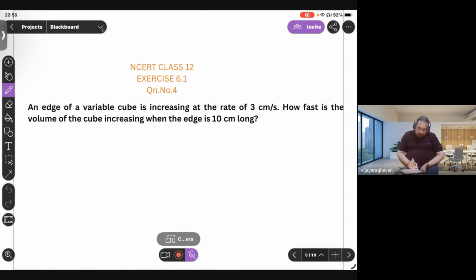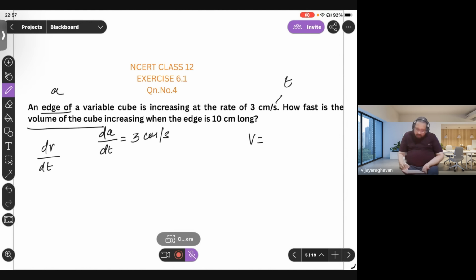See again, the edge, we call it as a, of a cube is increasing at the rate of 3 centimeter per second. Again t is given, so dA/dt equals 3 centimeter per second. How fast is the volume increasing? So whenever t is given, we have to find dV/dt only. So volume with respect to a, V equals a cube, dV/da is 3a square.